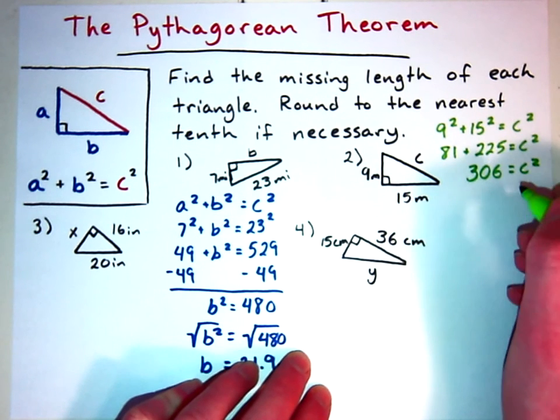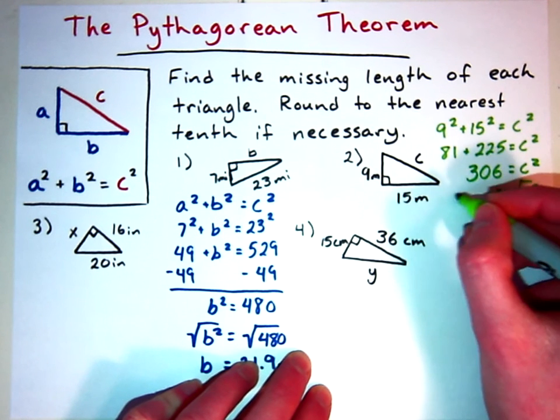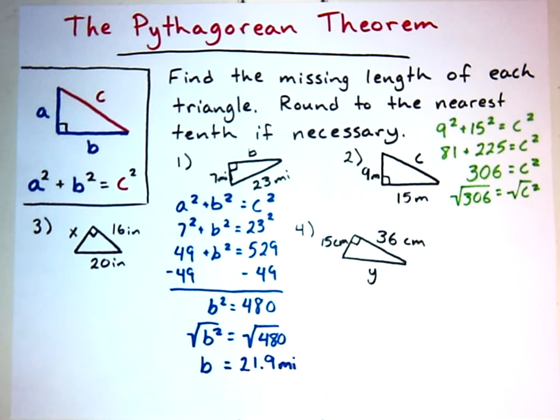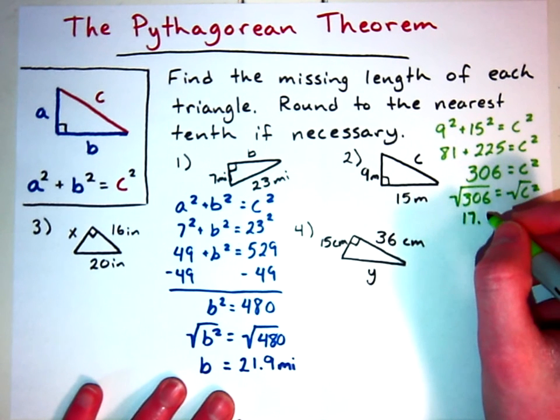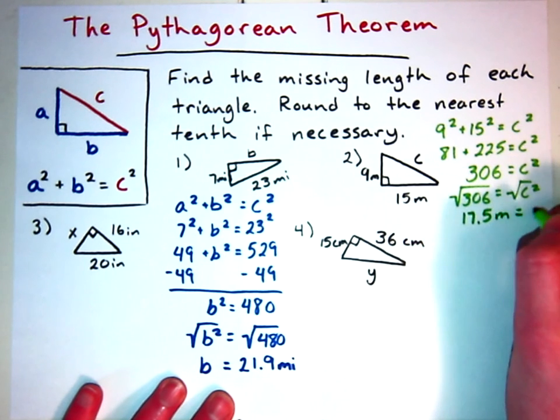And remember, I need to then find the square root of these two values because we are undoing c being squared, okay? So the square root of 306 is 17.492855 and it goes on. Okay, so I need to round to the tenths place. It's going to get us 17.5 since it rounds up, and it's in meters, and that equals c.